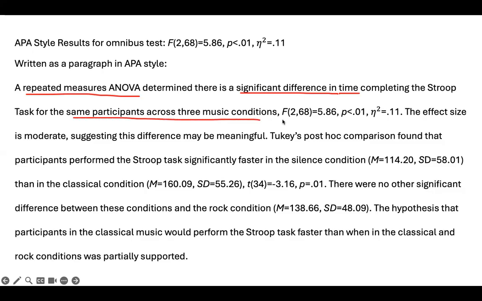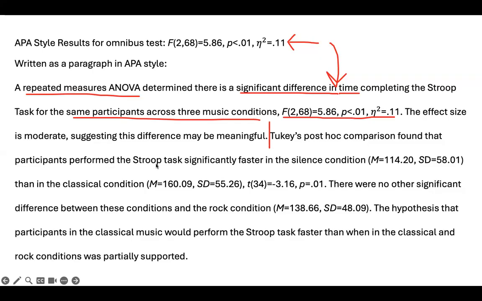And then I just report the omnibus results here, which is the APA results. This is the notation, right? So I'm just putting that right down there. The effect size was moderate, so you can include that, saying this suggests the difference may be meaningful. But then the key here is that after that, I'm going to report the Tukey's post hoc comparison results.